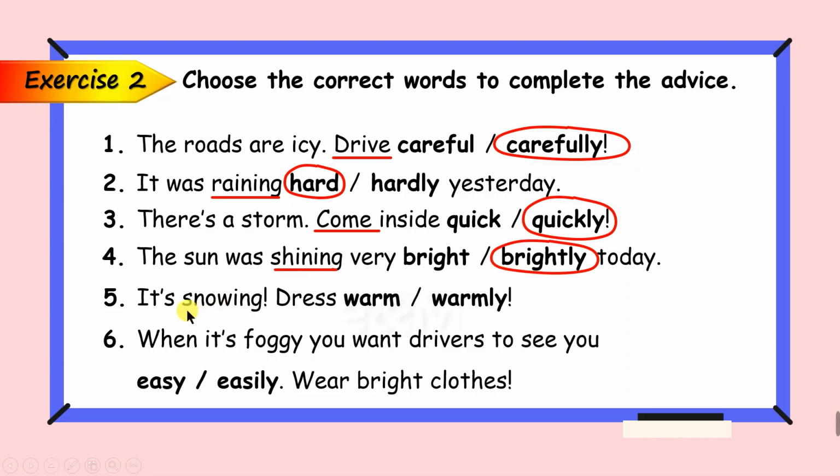Number 5. It is snowing. Dress warm or warmly? The answer is warmly. Okay, it describes the verb dress. Number 6. When it is foggy, you want drivers to see you easy or easily. Wear bright clothes. So which one is the adverb here? Of course, easily. It describes the verb see.